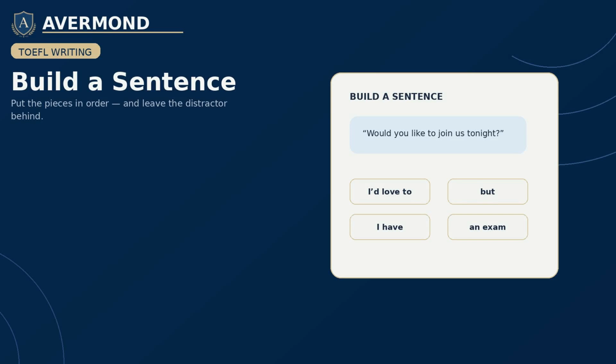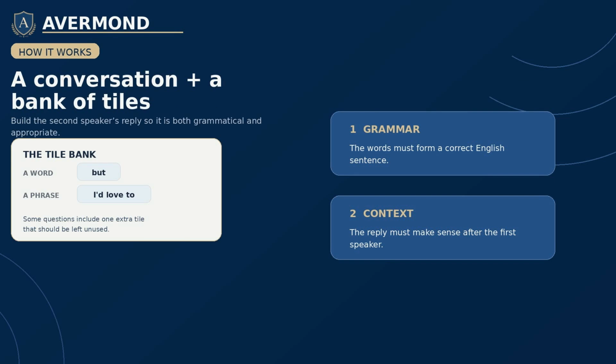In this video, I'll show you exactly how it works, the fastest strategy to solve it, and the mistakes you need to avoid. Build a Sentence appears in the TOEFL writing section. You first see something one speaker says. Then you have to construct the second speaker's reply using a bank of words and short phrases. Some tiles contain only one word. Others already contain complete phrases. And you normally have more tiles than spaces, meaning at least one option may be there purely to distract you.